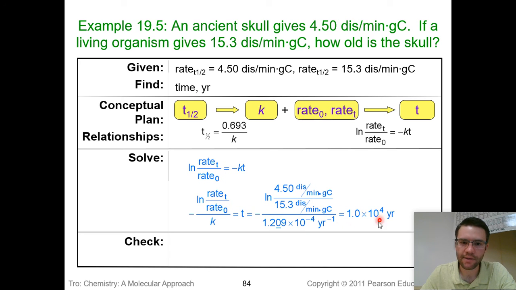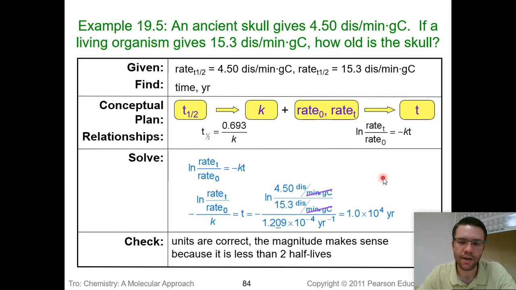Now, this math looks like a mess here, but all they're doing is plugging in the rate at time t on the top, which would be 4.5, and then the initial rate would be 15.3, if we had all the carbon-14 we should have had. Then we just calculate our k value and solve for t. And if they do that, you get 1 times 10 to the fourth, which is 10,000 years. And that's how you do your math for that.